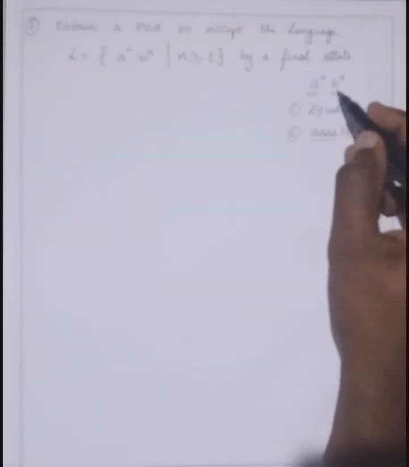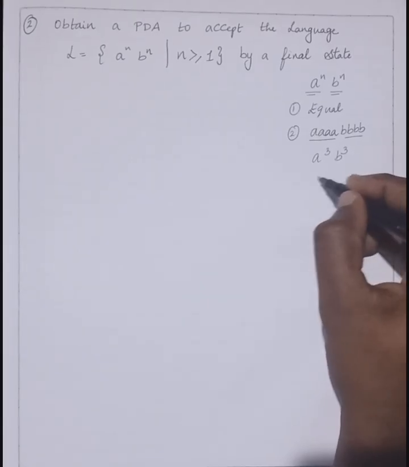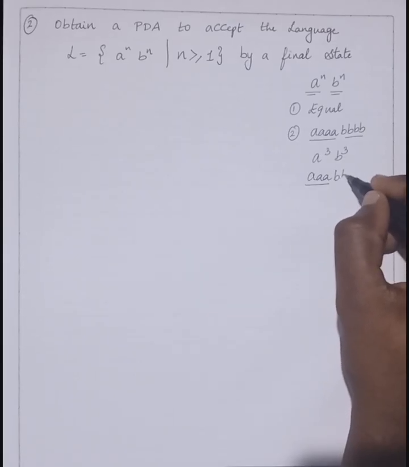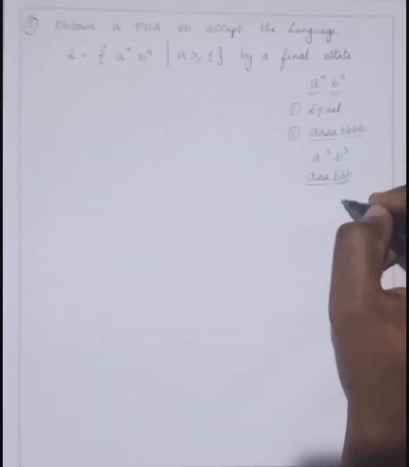So they're telling a to the power of n and b to the power of n. We'll take, like, a to the power of 3 and b to the power of 3, which means the machine should accept three inputs a and again three inputs b. And it should always be equal: 3 and 3, 4 and 4, 5 and 5.